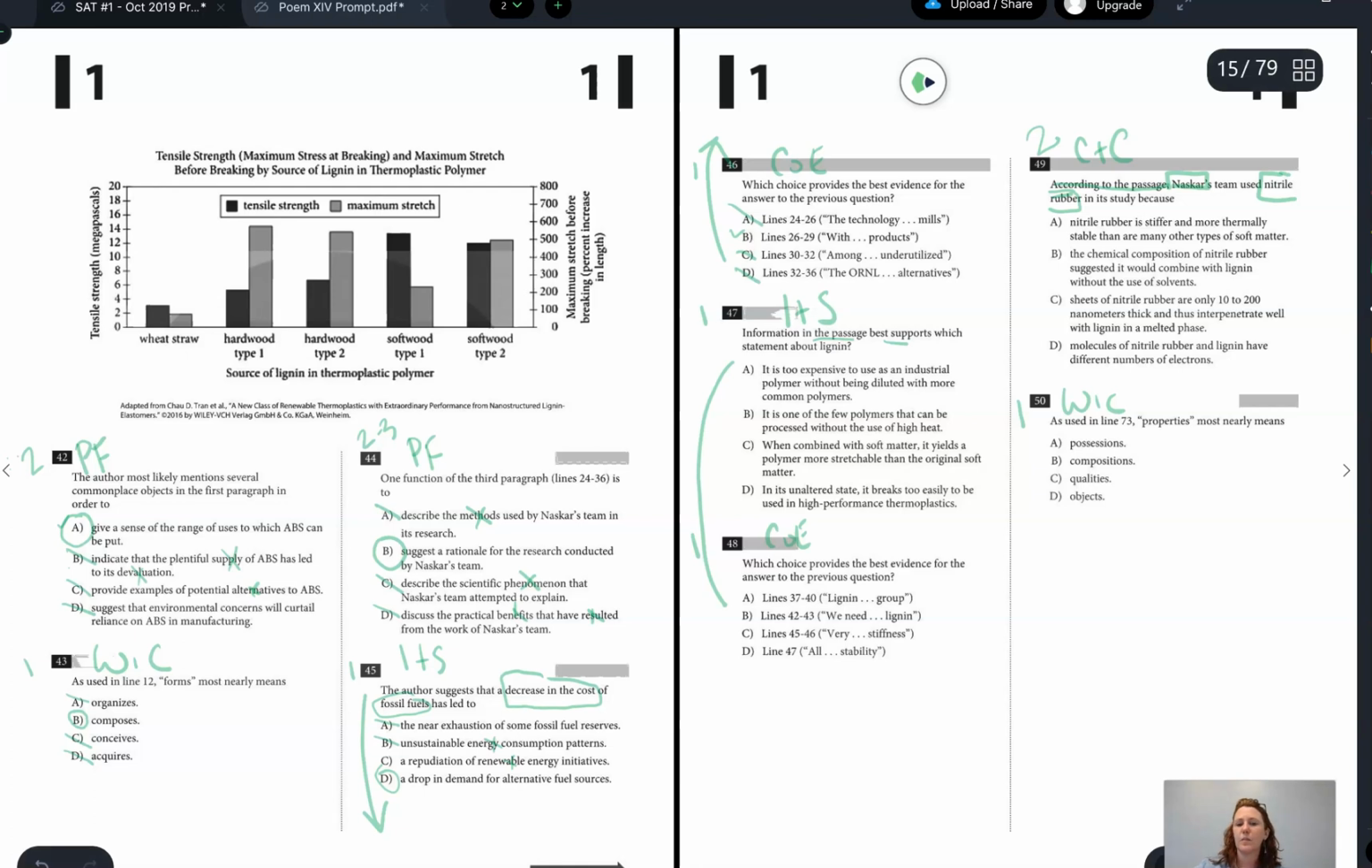All right, so let's look at number 47. Information in the passage best supports which statement about lignin? So the big thing that we're looking for is something that is true about lignin based on the passage. So let's see what we can find. Starting with lines 37 through 40.